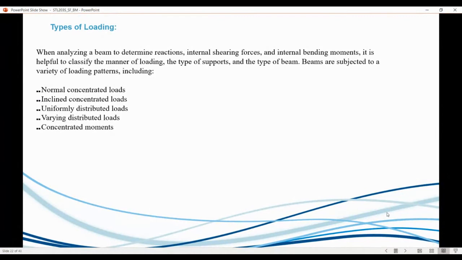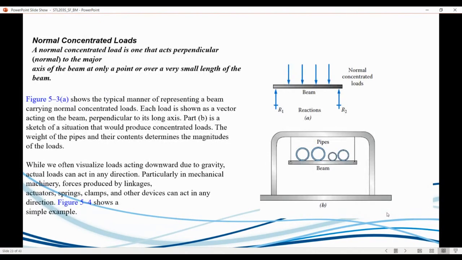Beams are subject to a variety of loading patterns. We've got a normal concentrated load, inclined loads, uniformly distributed load, a varying load, and a concentrated moment. There are five types, and of course there are more. These are static loads, not dynamic, meaning they are not changing over time. A normal concentrated load acts perpendicular, or normal, to the major axis of the beam, at only a point, carrying over a small length of the beam. They show a nice example with a beam housing some pipes.